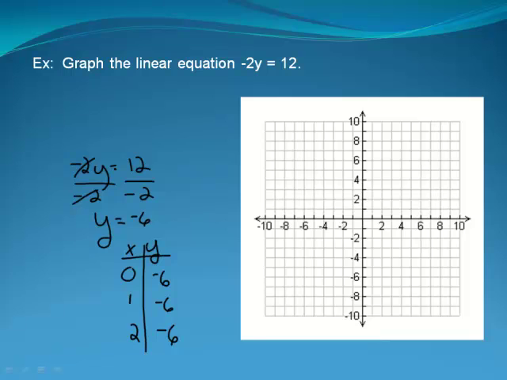We've got 0 left or right and 6 down. We've got 1 to the right and 6 down. And we've got 2 to the right and 6 down. And if you draw a line through those points, that is a graph of either negative 2y equals 12, or in simplified form, y is equal to negative 6.